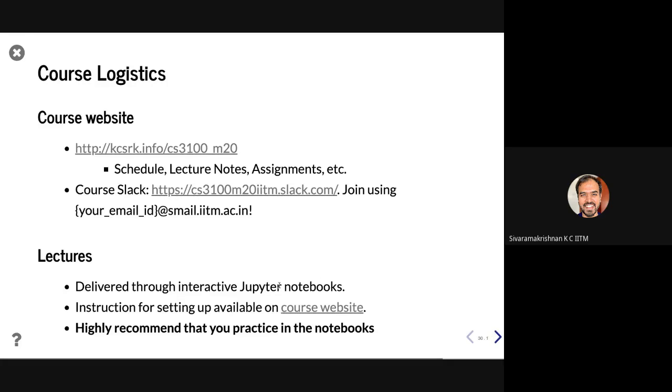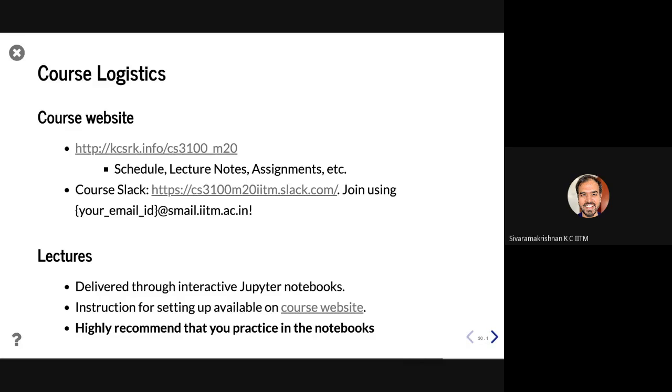Lectures are delivered through this interactive Jupyter notebook. I don't know how many of you have used Jupyter. If you've done any sort of Python and data science, you would have used Jupyter. So the way this course is going to be delivered is just Jupyter notebooks. I use it for lectures, I use it for executing code in place, and I also use it for the assignments.